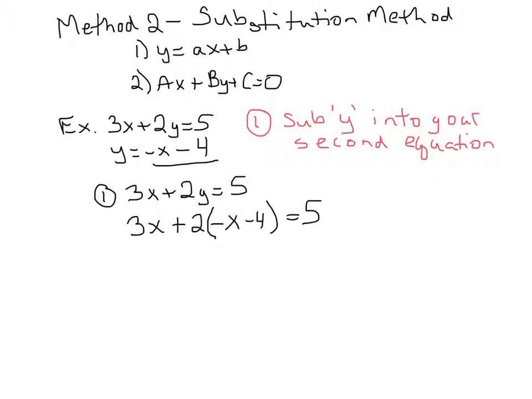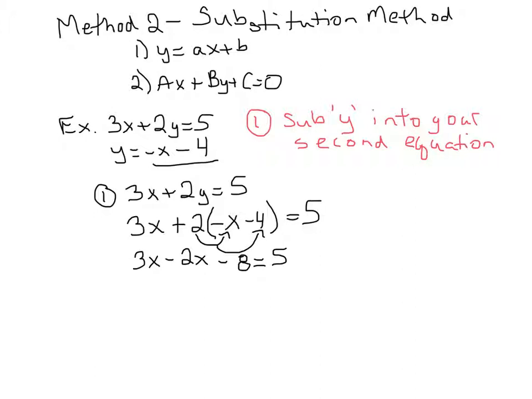Now this is something that we can solve using algebra. Like I told you before, algebra never goes away. We just have an equation that has x's in it, so we can solve for x. So 3x, okay. I have positive 2, I'm going to multiply by my negative x, which is going to give me negative 2x. Positive 2 times negative 4, negative 8, equals 5.